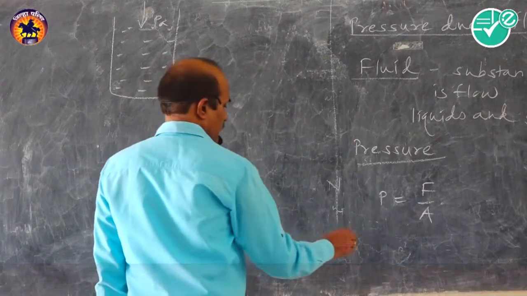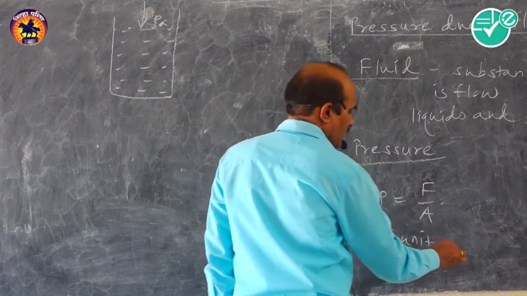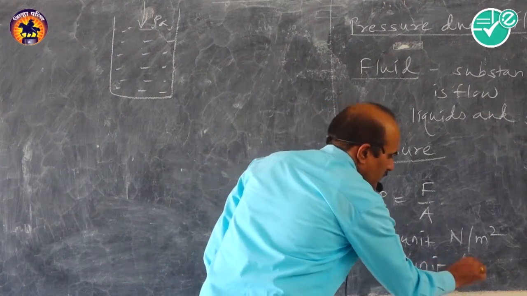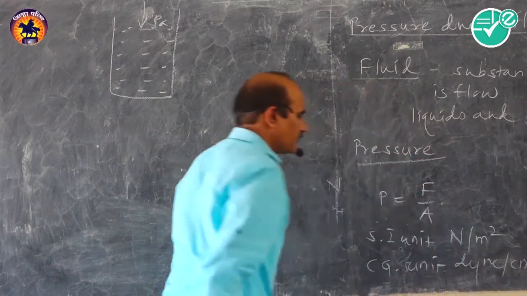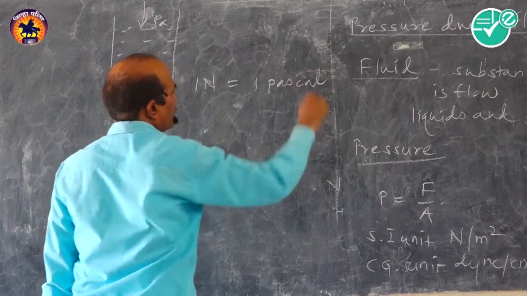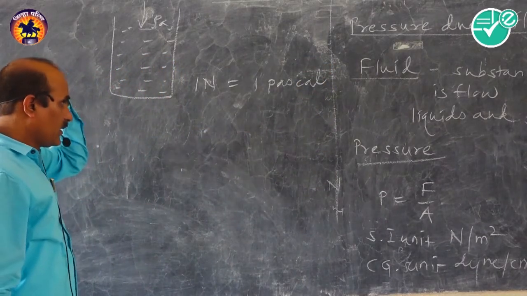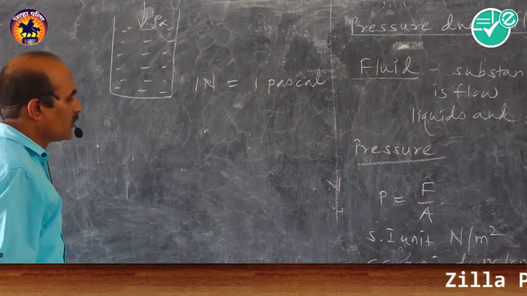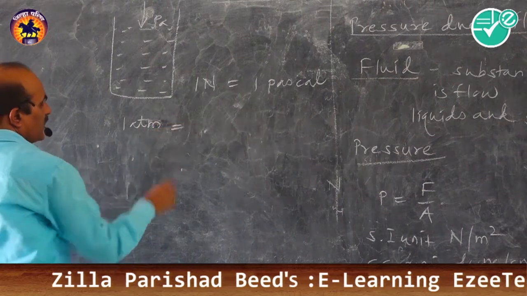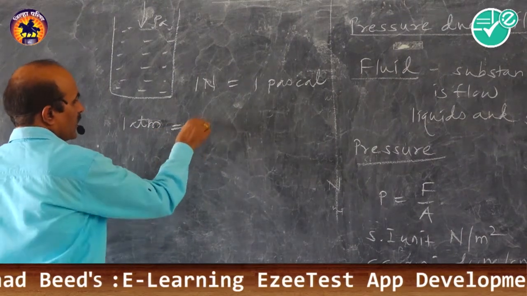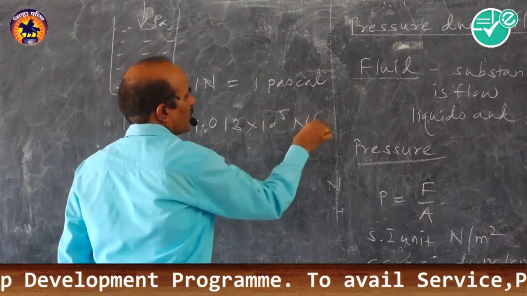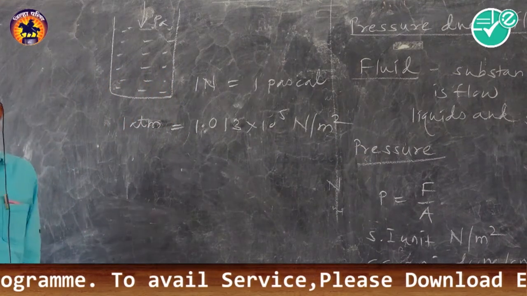Its SI unit is Newton per meter square, and the CGS unit is Dyne per centimeter square. 1 Newton per meter square is equal to 1 Pascal, another unit for pressure. And for 1 atmospheric pressure, 1 atm we can write as 1.013 into 10 raised to 5 Newton per meter square. This is the value for 1 atmospheric pressure.